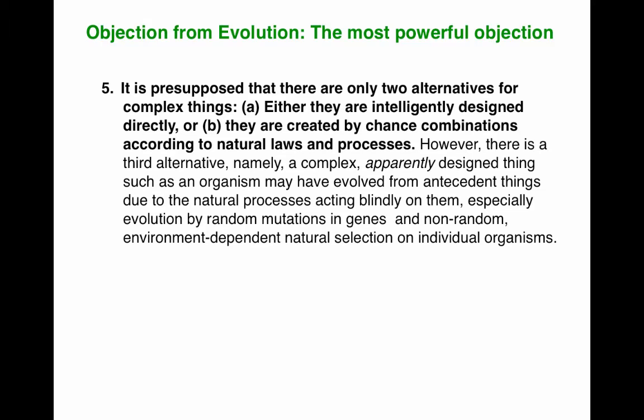There's also the objection from evolution, perhaps the most powerful objection in light of total science. It is presupposed that there are only two alternatives for complex things. Either they are intelligently designed directly, or they are created by chance combinations according to natural laws and processes. However, there is a third alternative. Namely, a complex, apparently designed thing, such as an organism, may have evolved from antecedent things due to the natural processes acting blindly on them, especially evolution by random mutations in genes and non-random environment-dependent natural selection on individual organisms.